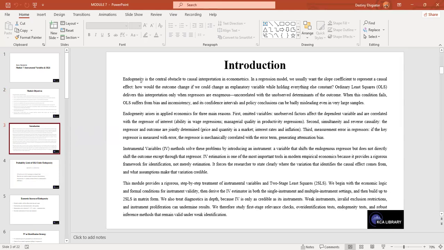Ordinary least squares, OLS, delivers this interpretation only when regressors are exogenous, uncorrelated with the unobserved determinants of the outcome. When this condition fails, OLS suffers from bias and inconsistency, and the confidence intervals and policy conclusions can be badly misleading, even in very large samples.